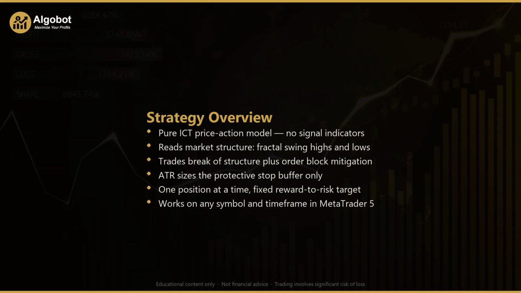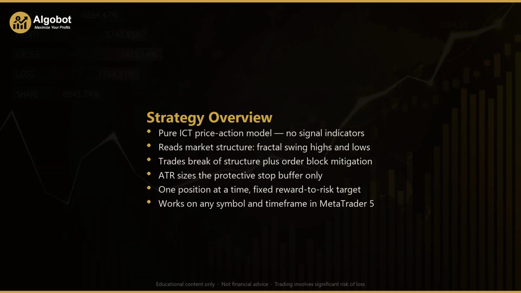The second idea is the break of structure. When a candle closes beyond the most recent confirmed swing, the strategy reads that as displacement, a sign that one side of the market has taken control. A close above a prior swing high points to a bullish dealing range, while a close below a prior swing low points to a bearish one.